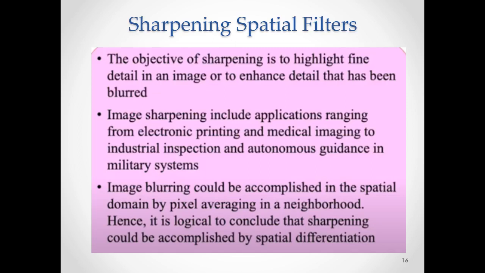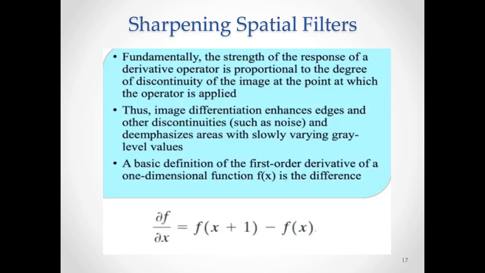Since we are dealing with digital quantities whose values are finite, the maximum possible gray level change also is finite, and the shortest distance over which the change can occur is between adjacent pixels. If you consider an image with different pixels, the shortest distance where the gray level change can occur is between the adjacent pixels.